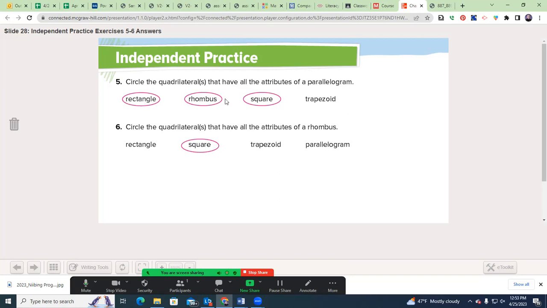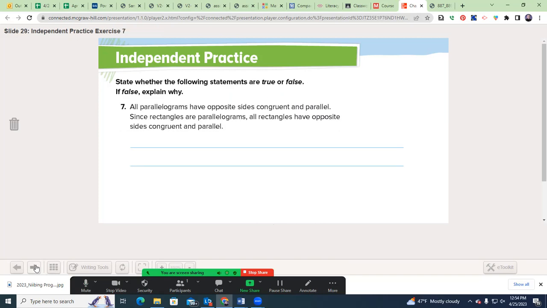So rectangle, rhombus, and square all have the attributes of a parallelogram. Trapezoid does not. That has exactly one pair of parallel sides. That's it. And rhombus, square, they all have to be congruent.